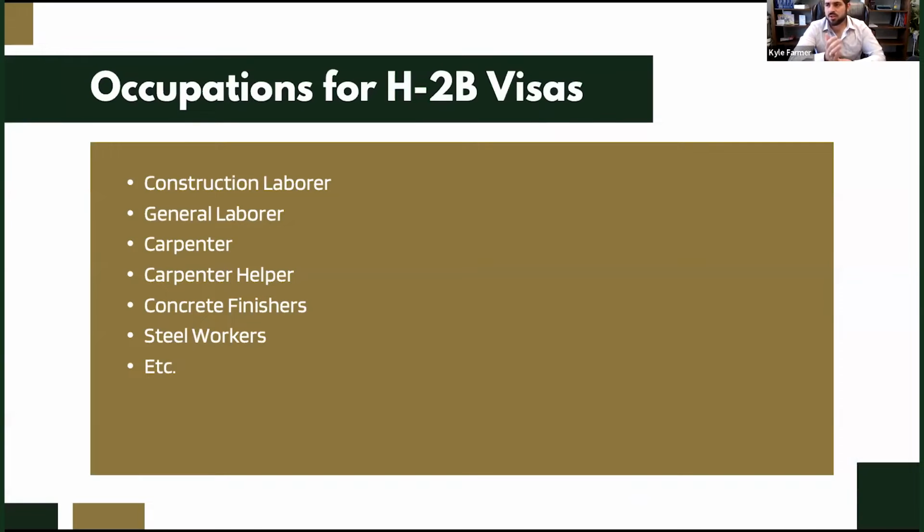So let's talk about what are some of the occupations that use H-2B visas. So general construction labor, general labor, carpenters, carpenter helpers, concrete finishers, steel workers, rebar workers, machine operators. There's all kinds of potential occupations. Basically, if you're in construction, someone's using H-2B to fill that type of work also.